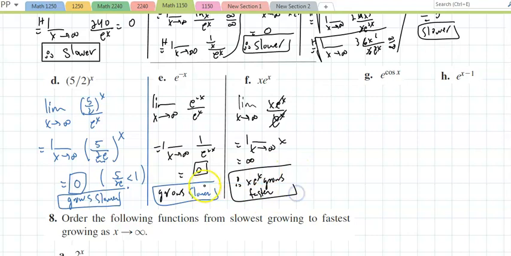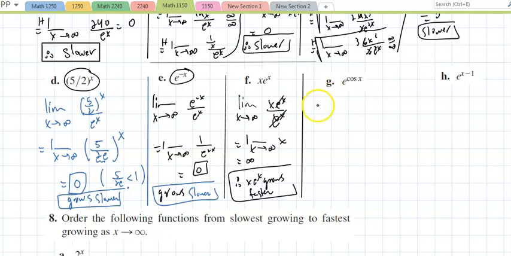So anytime I say I'm talking about this grows faster or slower because I'm dividing by e to the x. And if I take this problem, if I take the limit as x approaches infinity of e to the cosine of x over e to the x. Well, here, isn't that e to the cosine of x minus x, because those have the same base?